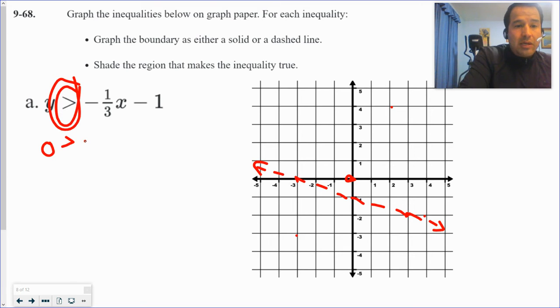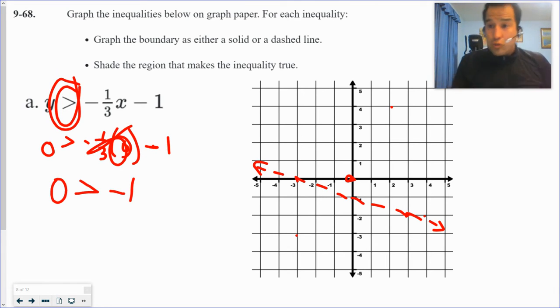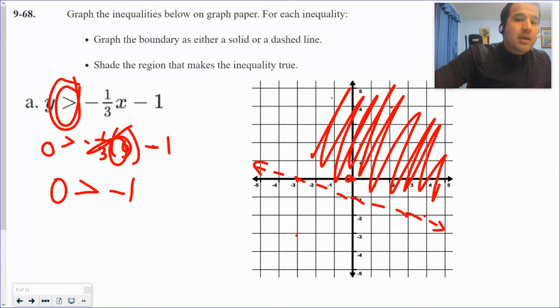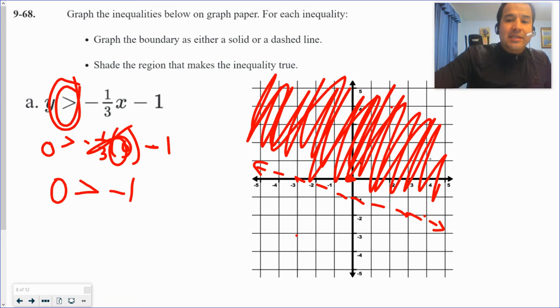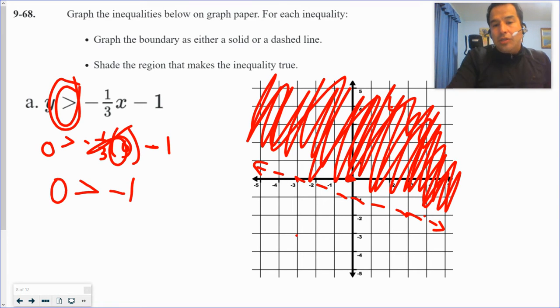0 is greater than negative 1/3 times 0 minus 1. Well, this just becomes 0. 0 is greater than negative 1. Is that true? Yes? Then everything on this side must be true. So this is the side that gets shaded in. Okay, so my line is there, and everything above it gets shaded in. Cool? Always pick point 0, 0, as long as it's not on the line. If the point 0, 0 is on the line, then pick another point that would be easier for that. Okay? All right, that's the only one I'm doing for you.